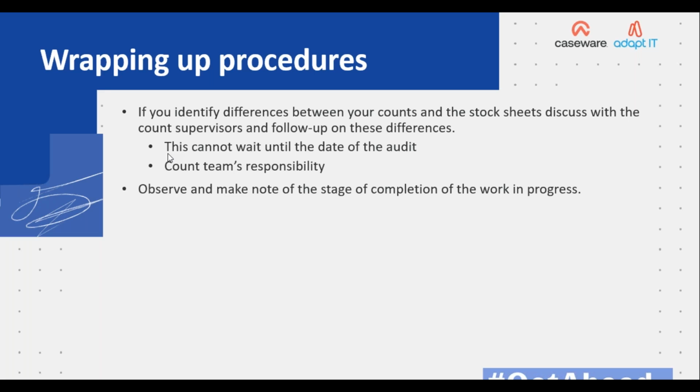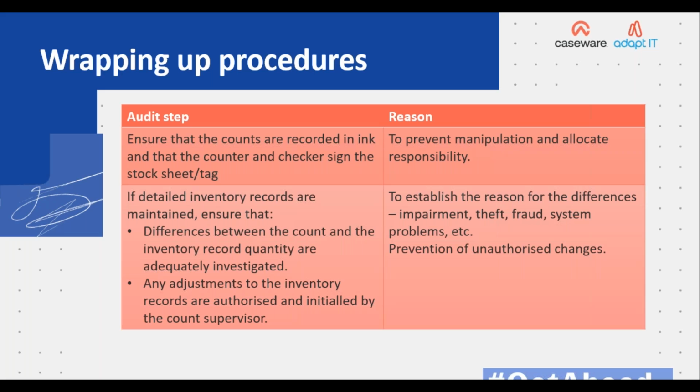Observe and make note of the stage of completion of work in progress. We need to make note so that we have evidence at year end of percentage completion. And this is part of your verification of the process. So document all of these stages of completion of the work in progress, of the WIP.